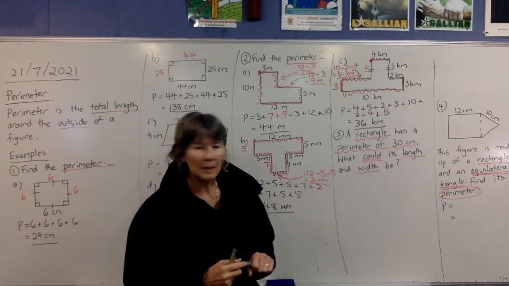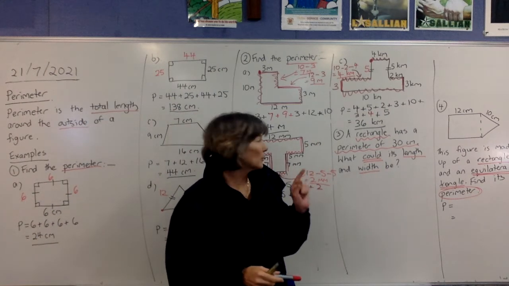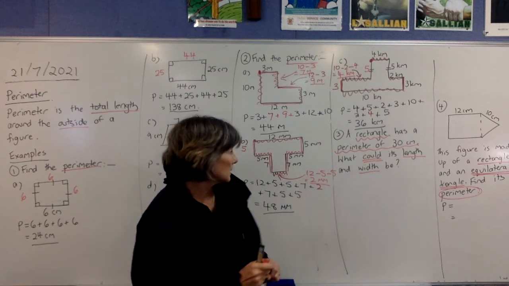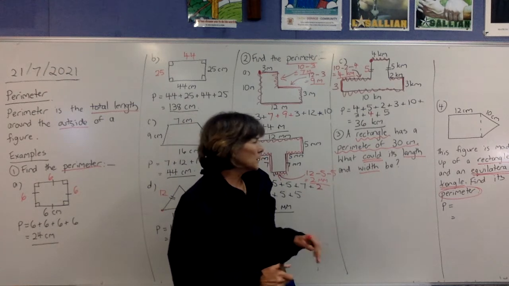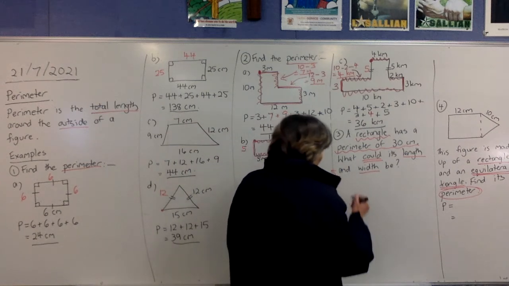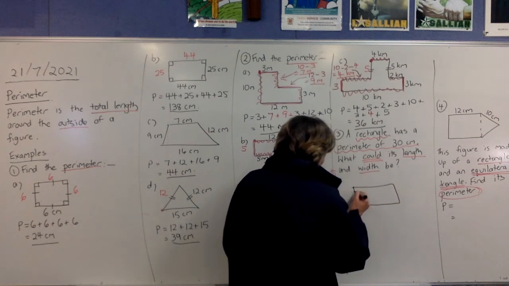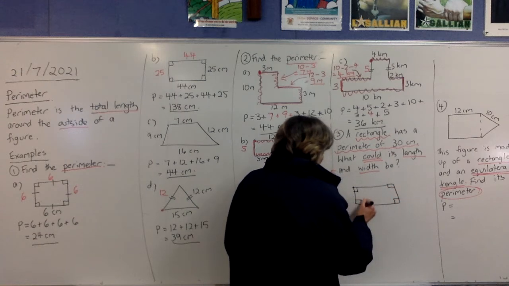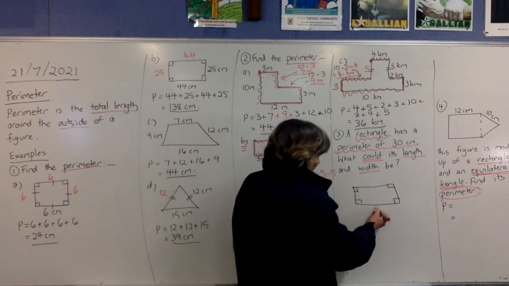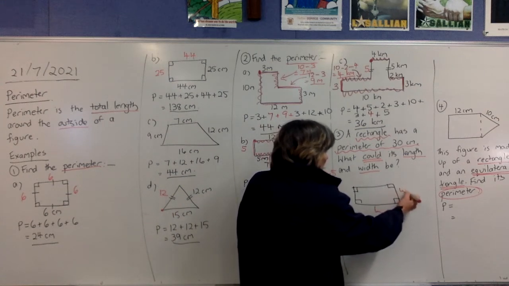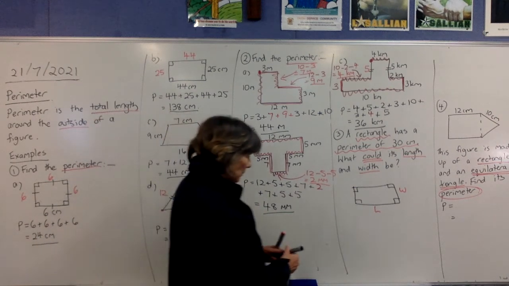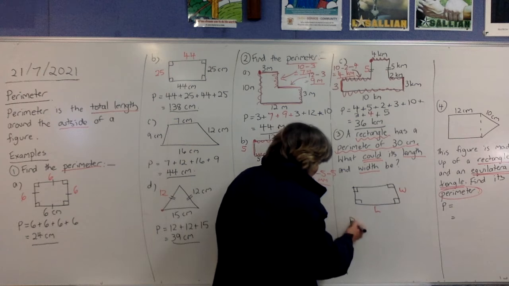Now this next one, it says a rectangle has a perimeter of 30 centimetres. They're not asking you to find the perimeter this time. They're telling you what it is. It's 30. What could its length and width be? Now they've told you the shape is a rectangle. So we should draw the rectangle. There it is. And now we need to think about what could our length and our width or breadth be to make this happen, that we're going to have a perimeter of 30 centimetres.